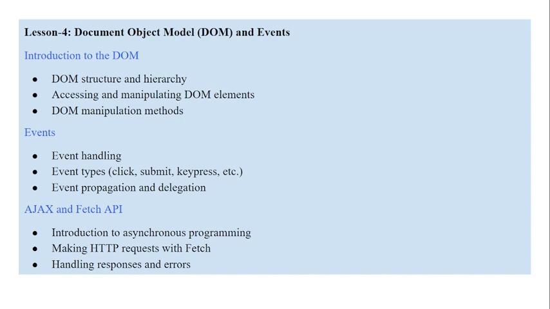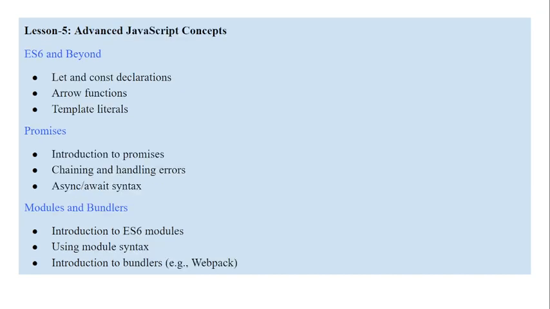And next chapter, advanced concepts in JavaScript. In JavaScript we have some advanced concepts: let and const declarations, array functions, arrow functions, and template literals, and promises. In promises, introduction to promises, chaining and handling errors, asynchronous functions, await functions, and syntax. How the syntax works we will see in the future classes.